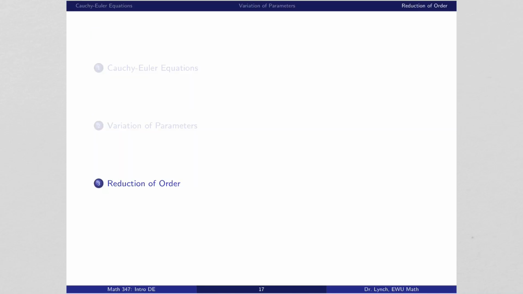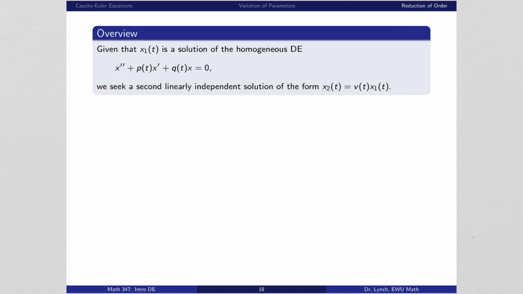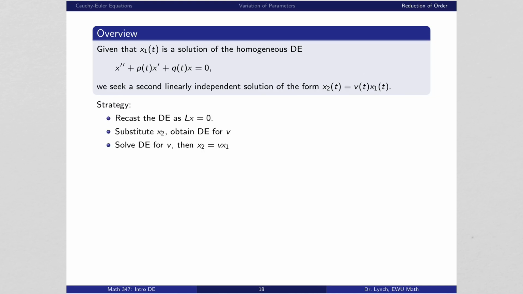Okay, the final topic of this video is to talk about reduction of order. Reduction of order is a strategy for finding a second linearly independent solution to a differential equation given one. It's related to variation of parameters in that we'll try something that's a non-constant multiple v of our known function x1. What we do here is just plug that function in and see what happens. So we'll recast our differential equation as Lx equals 0, a homogeneous equation, substitute in x2 to obtain a differential equation for v, and then once we solve that differential equation for v, x2 is equal to vx1.